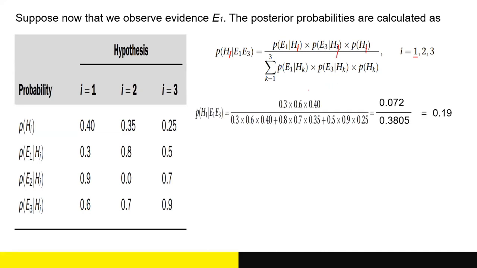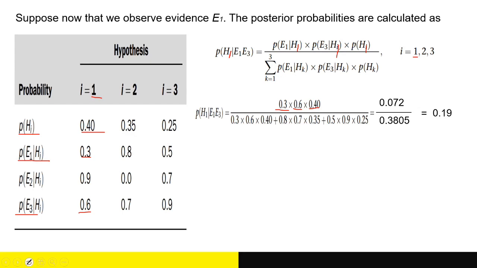So the probability of hypothesis i given evidence 1, evidence 3 is equal to the probability of evidence 1 given hypothesis 1. So our i is equal to 1. We have 0.3 multiplied by the probability of evidence 3 given hypothesis 1, so we have 0.6 multiplied by the prior probability of hypothesis 1, 0.40. And if we multiply them, their product is 0.072. And then our index k starts from 1.